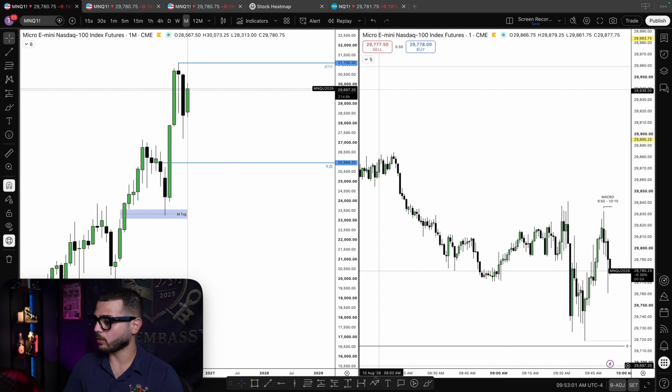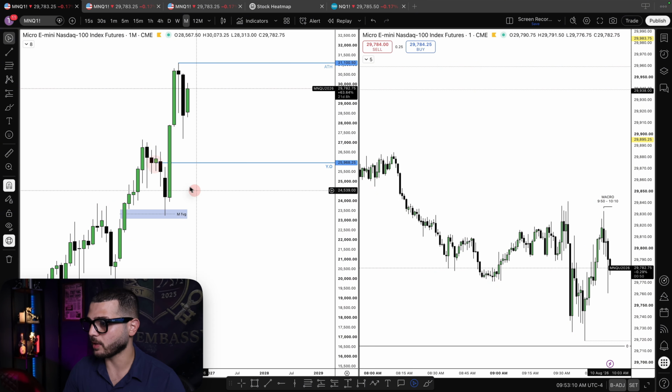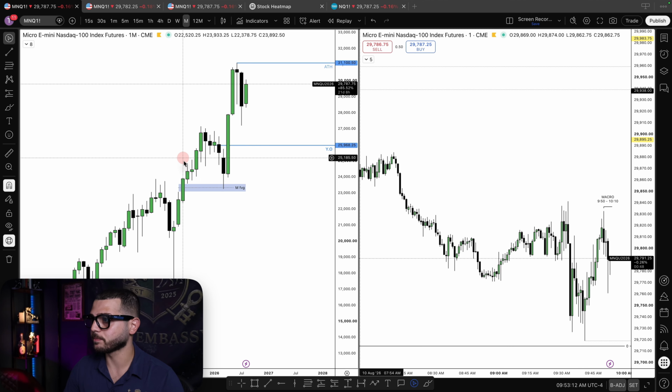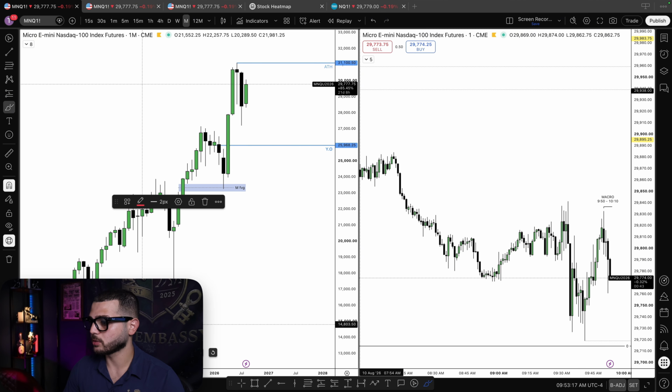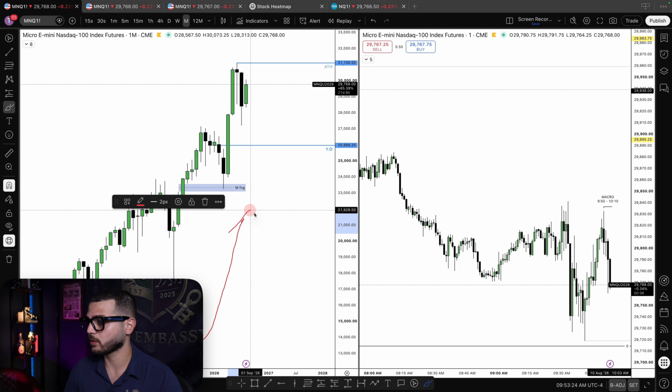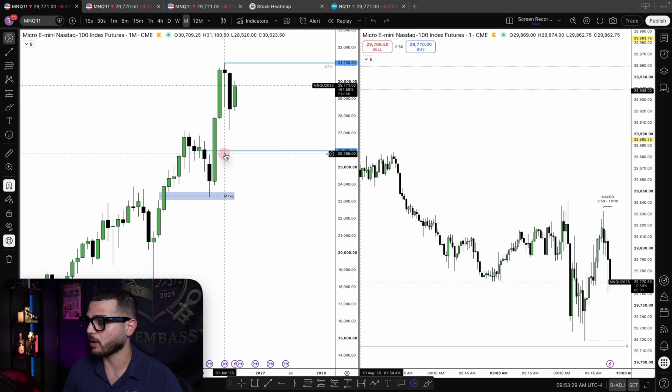All right, so the year opened right here. In December, we had this opening. And if you guys know anything about the way we trade at the embassy, we focus on the power of three, which is basically accumulation, manipulation lower to sweep out the liquidity, then a distribution higher. And that's exactly how the year opened.